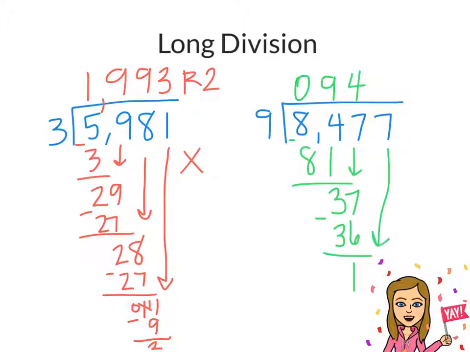Bring down the 7. 9 going into 17. It almost works perfectly if it was just 1 more. So 9 times 2 doesn't work because that's overboard, so it only goes in 1 time. So 9 times 1 is 9. When I subtract, I have 17 minus 9, which is 8. So a large remainder this time because there are no more numbers to bring down. So I write remainder 8. So the quotient is 941, remainder 8.